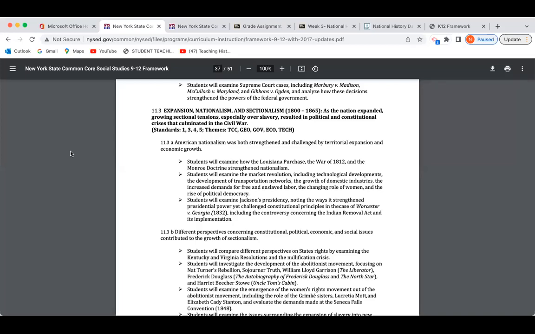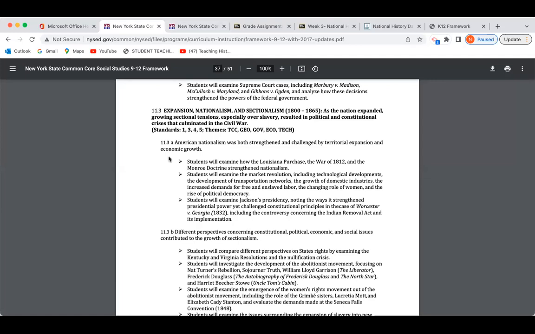Sorry about this. Just take a look at what the actual standards you would be looking at, or your students would be looking at, in the classroom. This is the actual document. You can get it. It's located on the New York State Ed website.